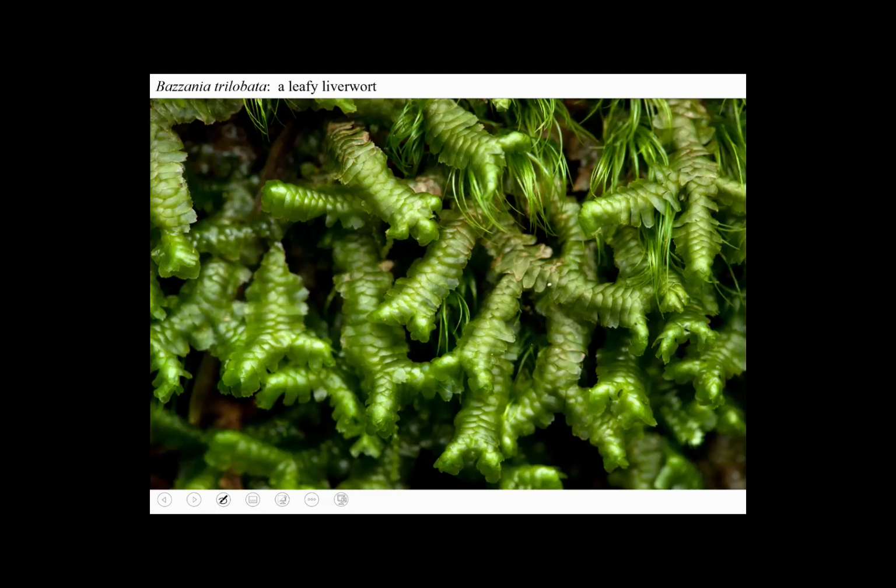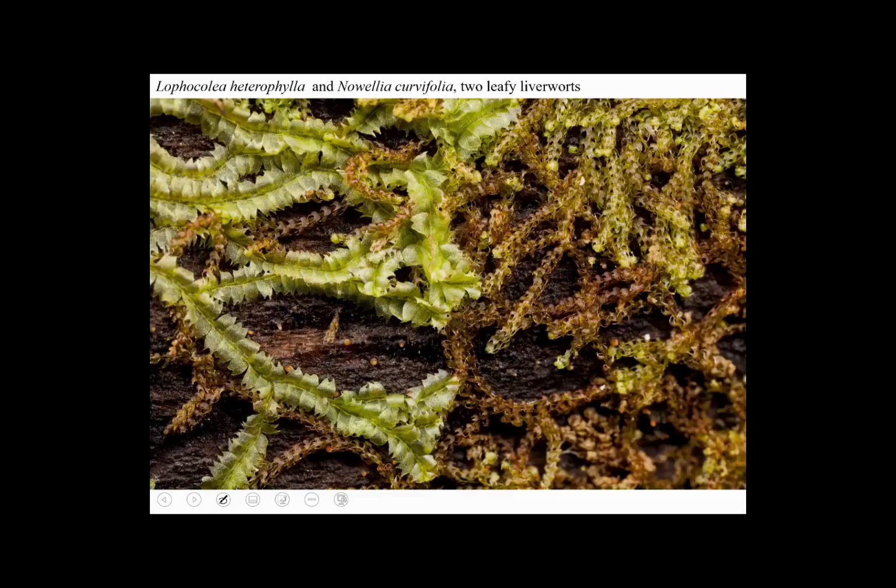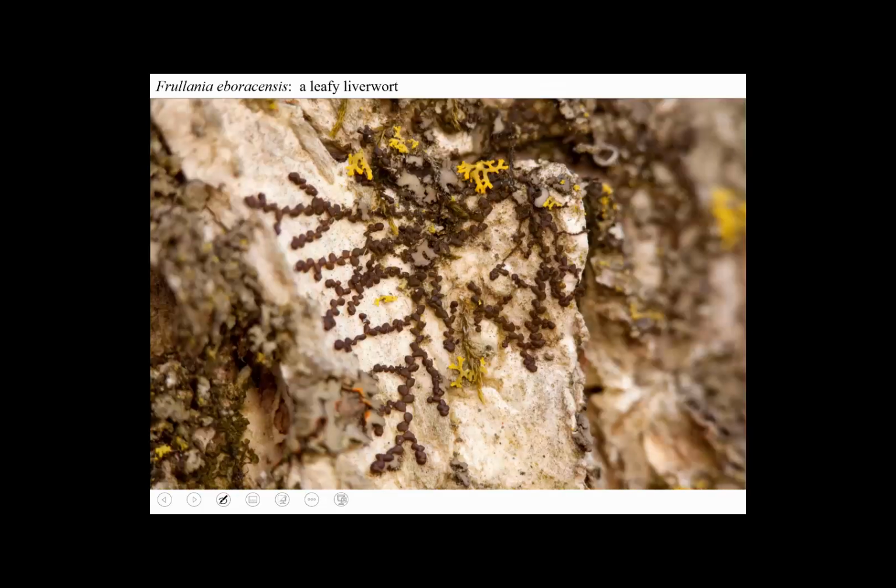Here's a famous one. It's called Bazzania trilobata. It grows on the ground in hemlock forests, also on rocks. Here are two leafy liverworts. The one on the right especially, look how intricate those leaves are. They're deeply concave, they're lobed, they have these filiform projections. They kind of look like little sailboats with billowed sails. That's called Nowellia curvifolia. The one on the left is a little less intricate, but striking nonetheless.